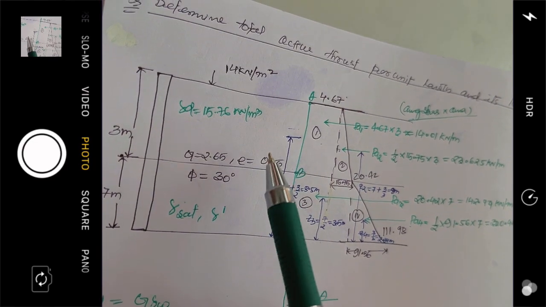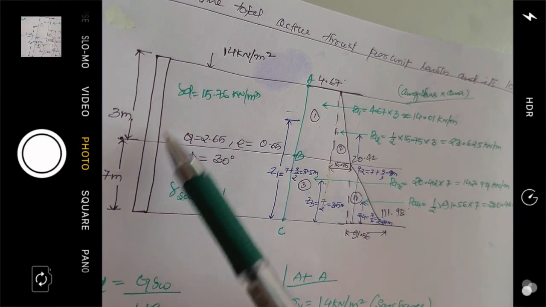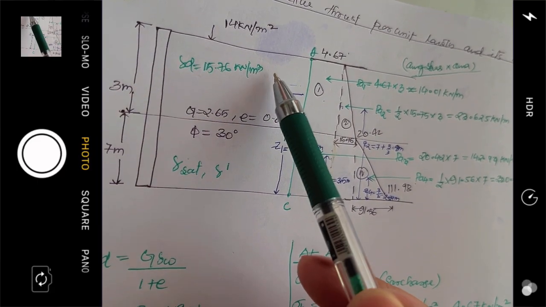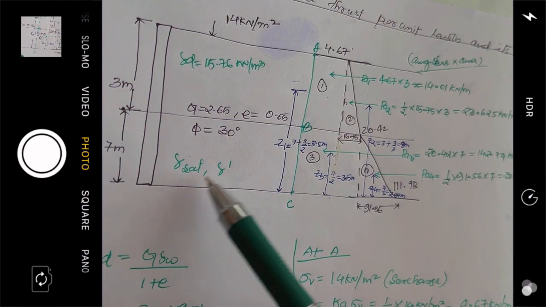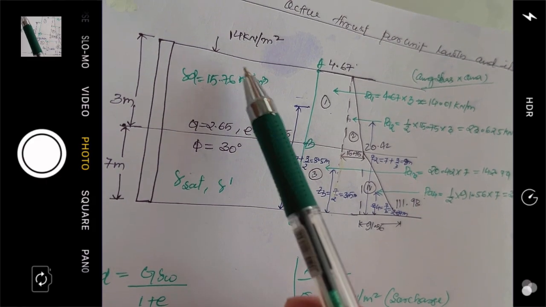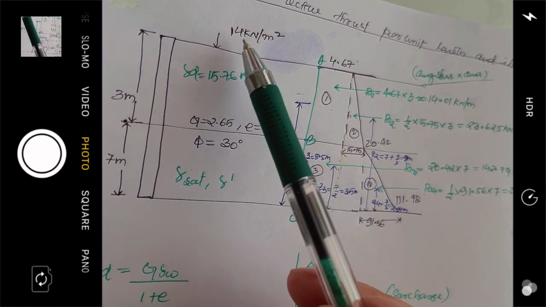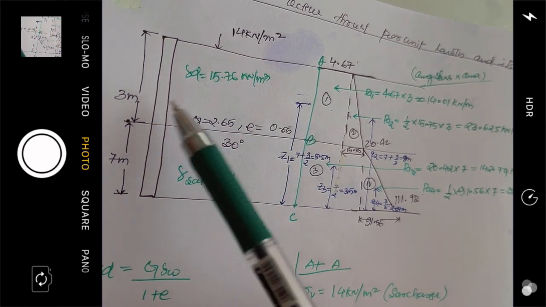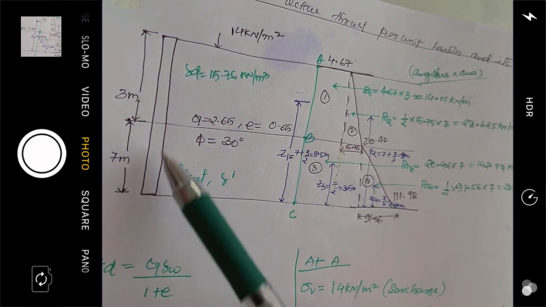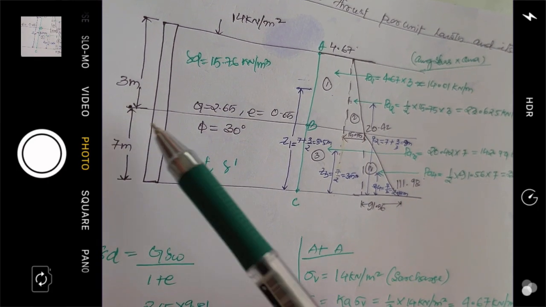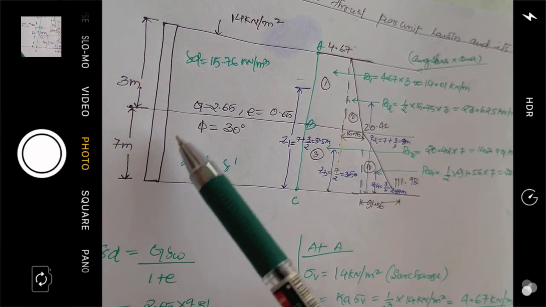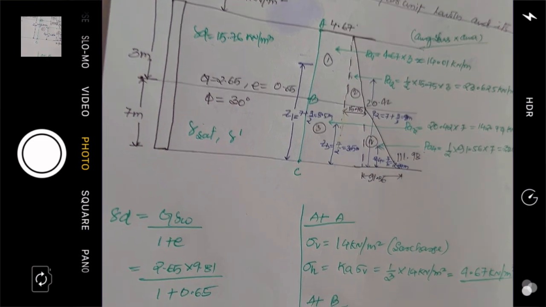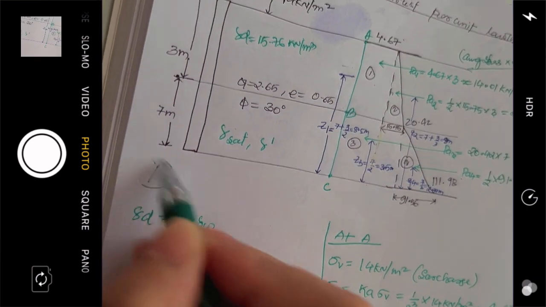First, this gamma, whatever I've written here, was not given. We need to find it out. In the question, it's only given the surcharge load 14 kilonewton per meter square. This is a rigid wall, 3 meter from this and this one is 7 meter. So first, this is my step one.